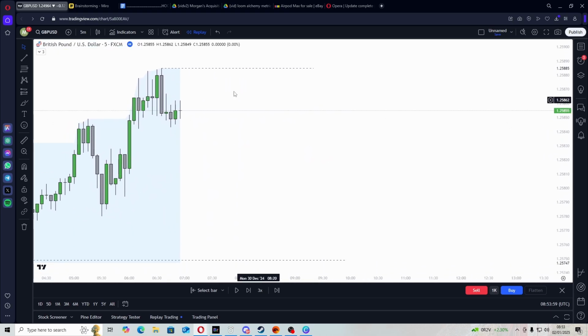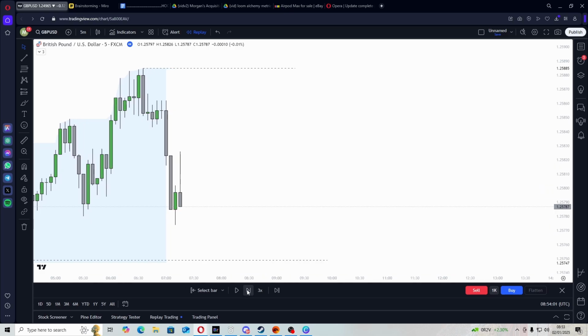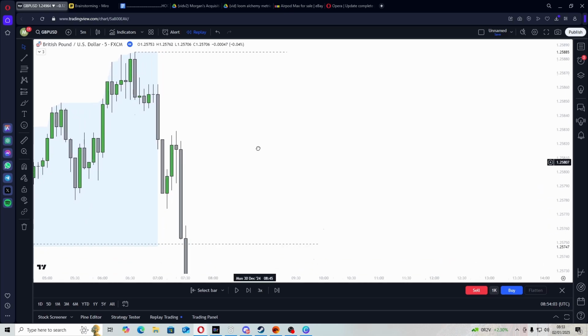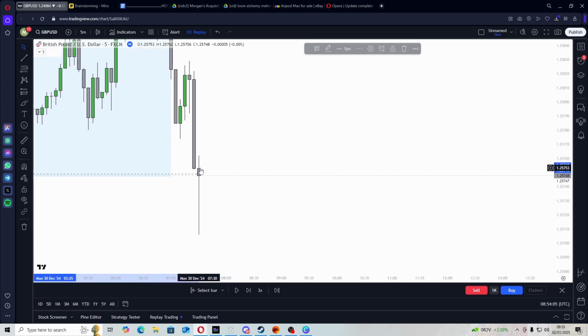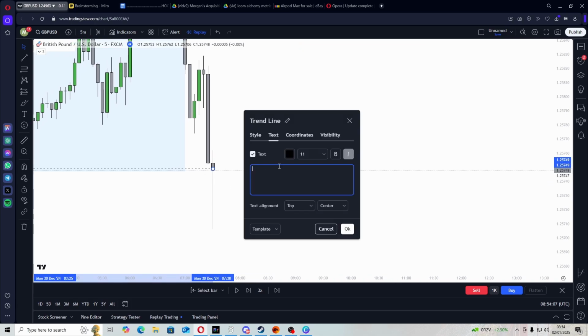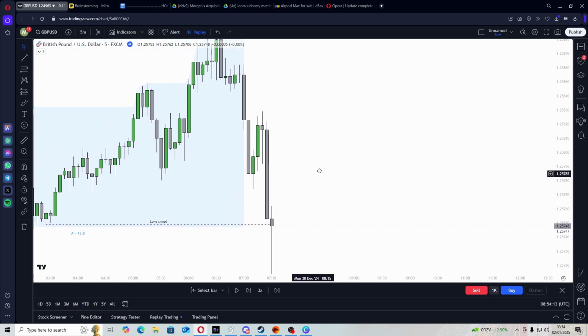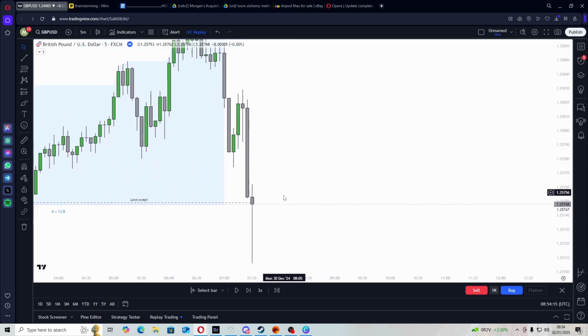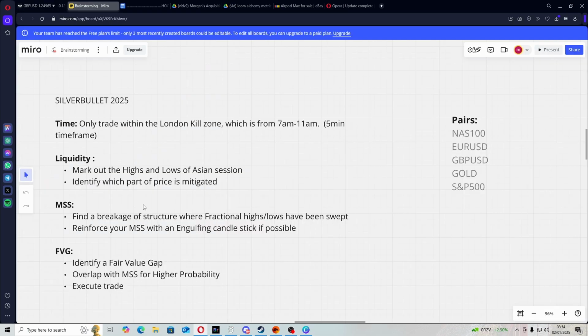Anyway, highs and lows. Now we need to find out which side actually gets swept by Asian session. And you can see right there, price action swept the lows. So we can just say here, lows swept. So once we got the lows, sweepage, and mitigation right there, all we need to look for now is the breakage of structure where the fractional highs slash lows have been completely swept.